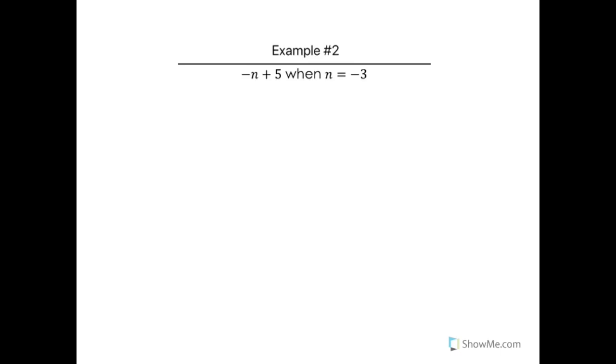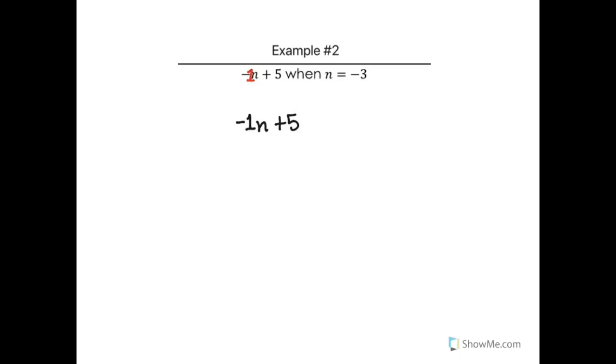So right now I'm going to go ahead and put a 1 before the n. So now the expression that I have is negative 1n plus 5. So now that I have my negative 1n plus 5, I know that the coefficient before the n is actually a negative 1. And now that I know the coefficient before n, I can actually begin to replace my variable with whatever the number of the variable actually is.